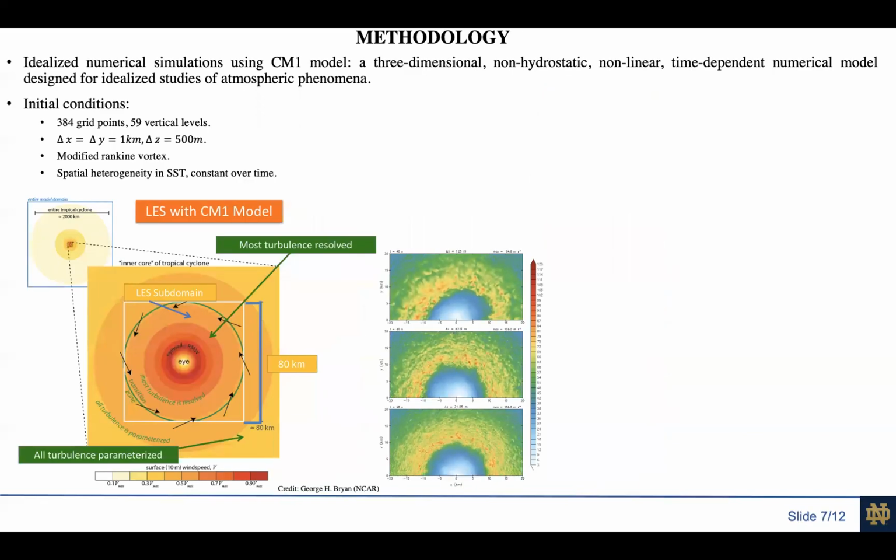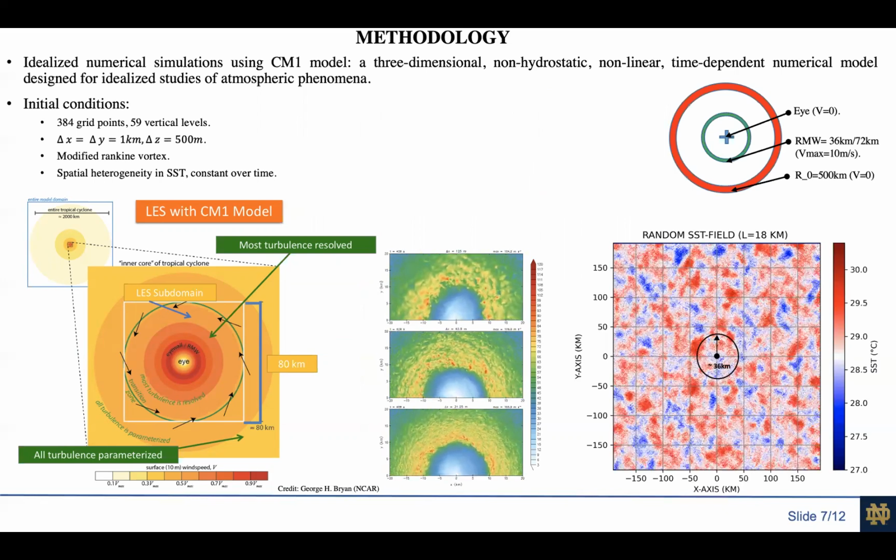To address this, we're going to be using an idealized model known as CM1 by George Bryan from NCAR. Now, this model has been used previously as a large eddy simulation mode, but in this case, we're going to be using it with a horizontal resolution of about 1 kilometer in the mesoscale mode.